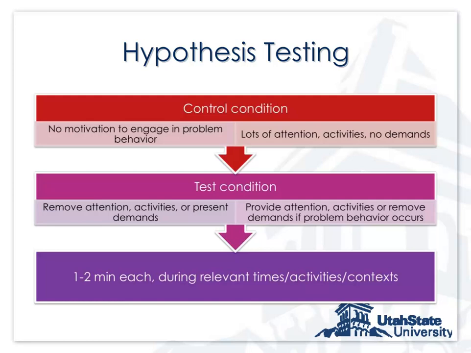For example, if you hypothesize that problem behavior is maintained by escape from academic tasks, start by providing a difficult academic task. If problem behavior occurs, remove the task and see if problem behavior ceases. Run these conditions for about 1 to 2 minutes each time, or until problem behavior occurs. And be sure to run them at relevant times or during relevant activities throughout the day.